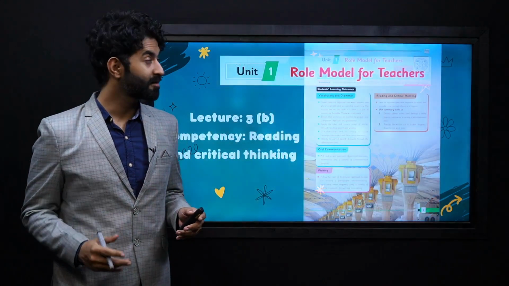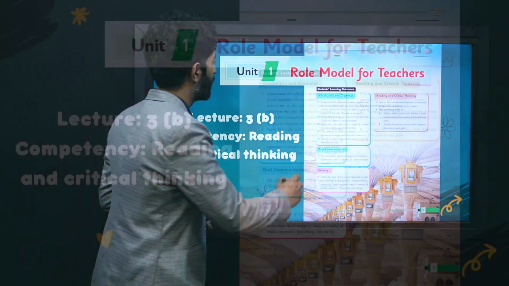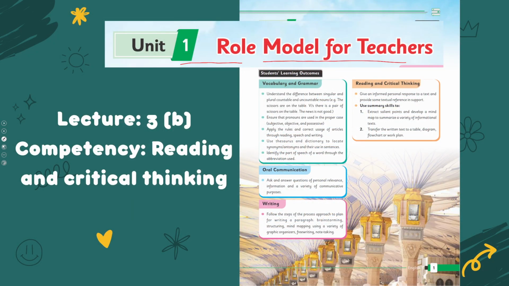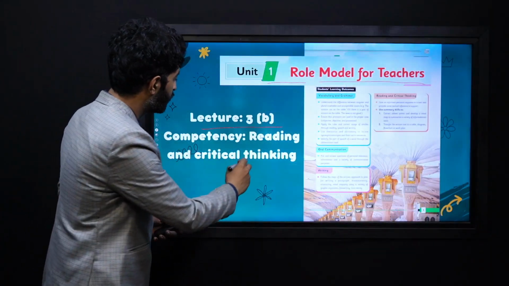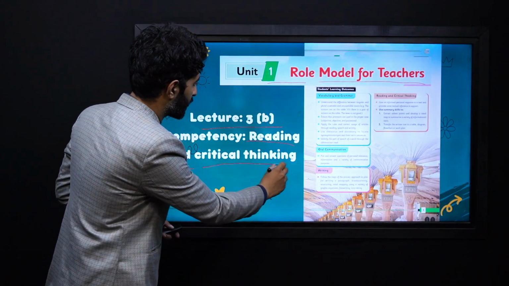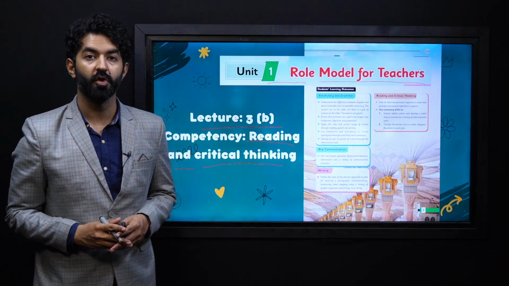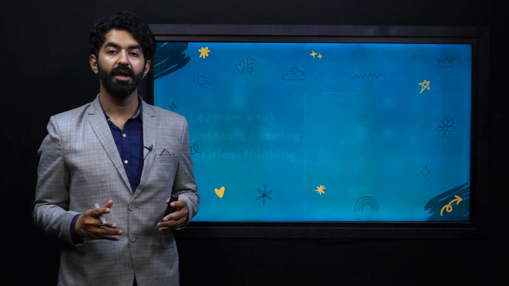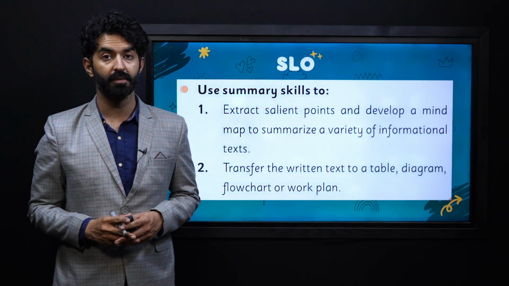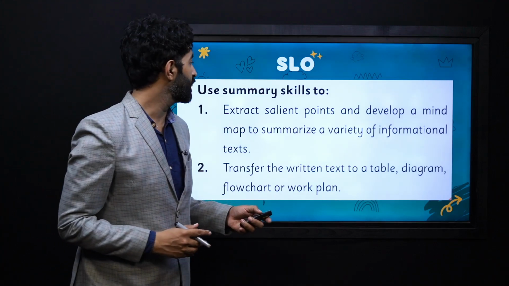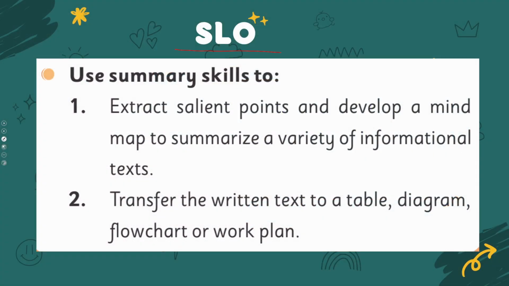So my dear learners, we are talking about Unit 1, Role Model for Teachers. This is for lecture 3B with the competency of reading and critical thinking. So we will be dealing with the competency of reading and critical thinking. Now let's see what our students' learning outcome is for this lesson. We will be exploring this SLO or students' learning outcome.